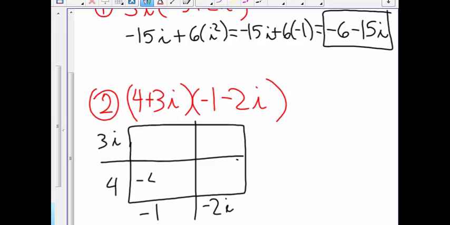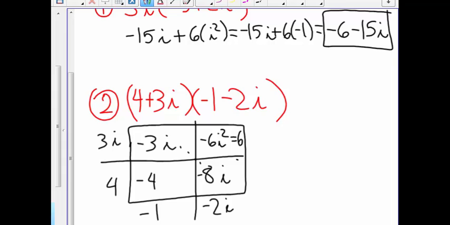So we got 4 plus 3i times -1 minus 2i. So 4 times -1, -4. -1 times 3i, -3i. 4 times -2i, -8i. 3i times -2i would give us -6i squared. That's right, we got to simplify the i squared. That's a -1. So that will turn into a +6.